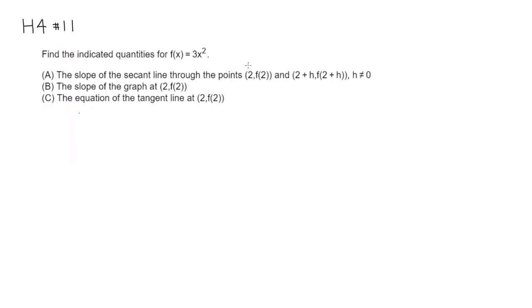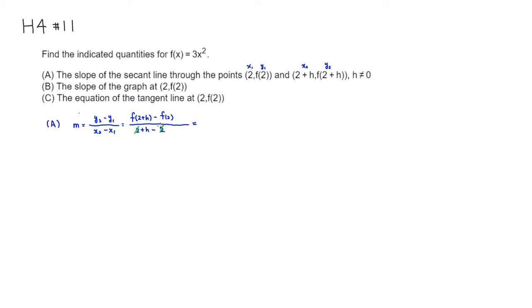You have 2 points, so you can think of it as x1 and y1, and this is x2 and y2. So for part A, we want to find the slope m, which is just the slope formula: y2 minus y1 over x2 minus x1. So here y2 is f of 2 plus h, minus y1, which is f of 2. Then x2 is 2 plus h, minus x1, which is 2. So we can cancel the 2 here and the 2 there.